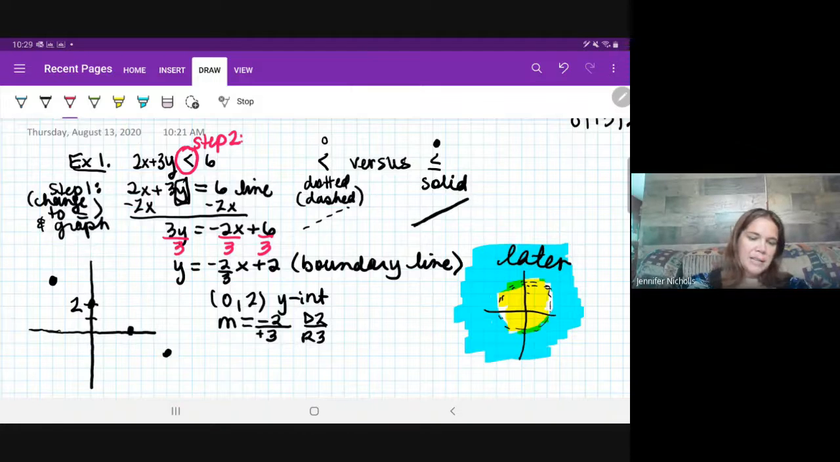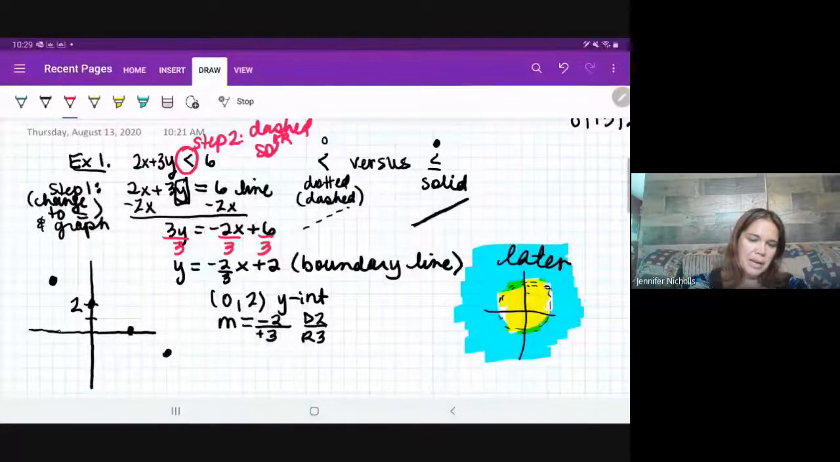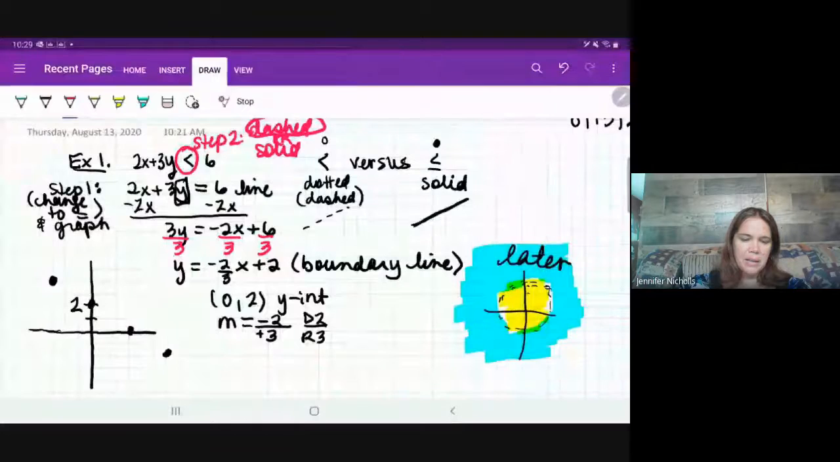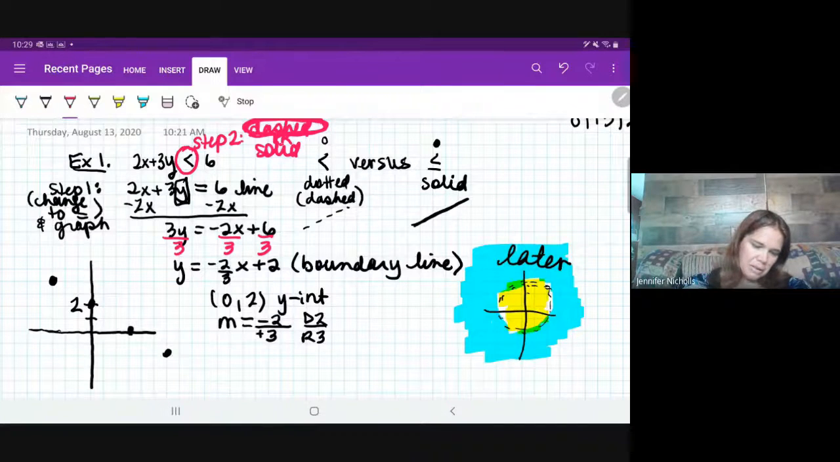Step 2 is dashed or solid. Oops, I'm spelling dash wrong. Okay, so step 2 is dashed or solid, but usually I write it up here. So is that one a dashed one? Yeah, I call it dashed, but dashed, dotted, same thing. I just noticed one time they were dashed. They're little dashes instead of little dots, so I started calling them dashed. Okay, so this one's a dashed one.